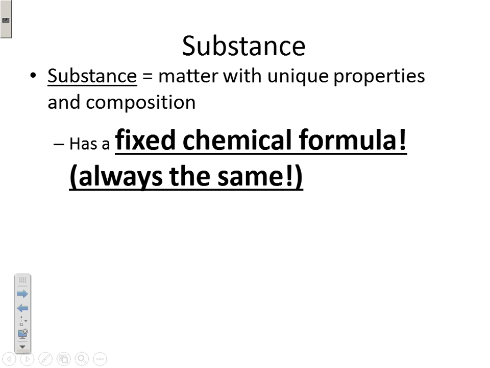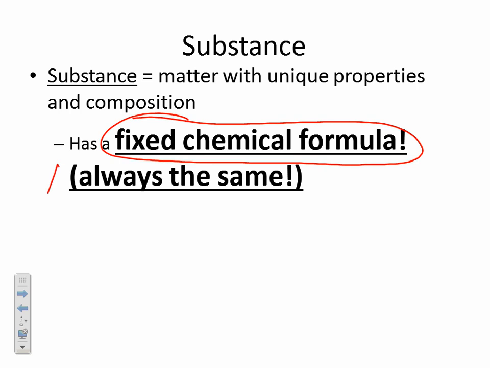A substance by definition is matter, so something that has mass and occupies space, that has unique properties in composition, i.e. a substance is something with a fixed chemical formula, meaning it is always the same. For example, water. That is a fixed chemical formula. It is always the same. It's always 2 H's and 1 O. That's what that formula means. Water is a substance. It's always the same.